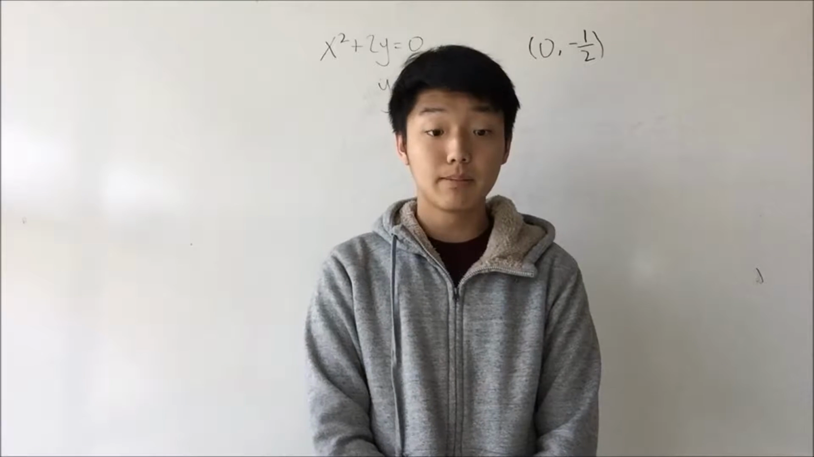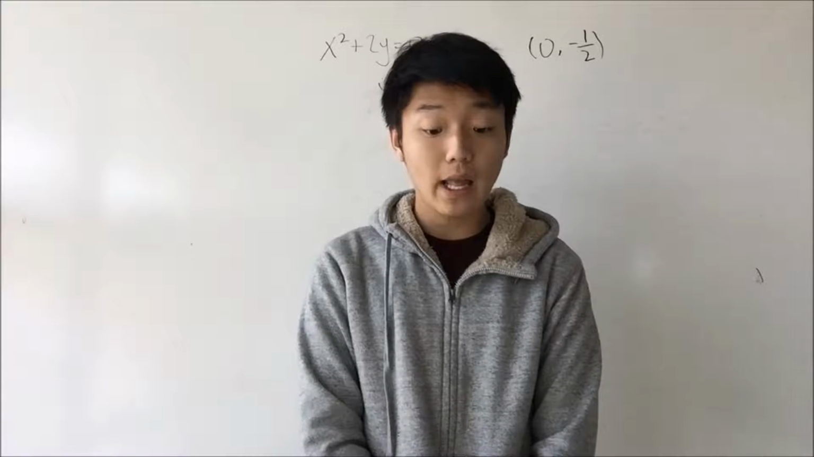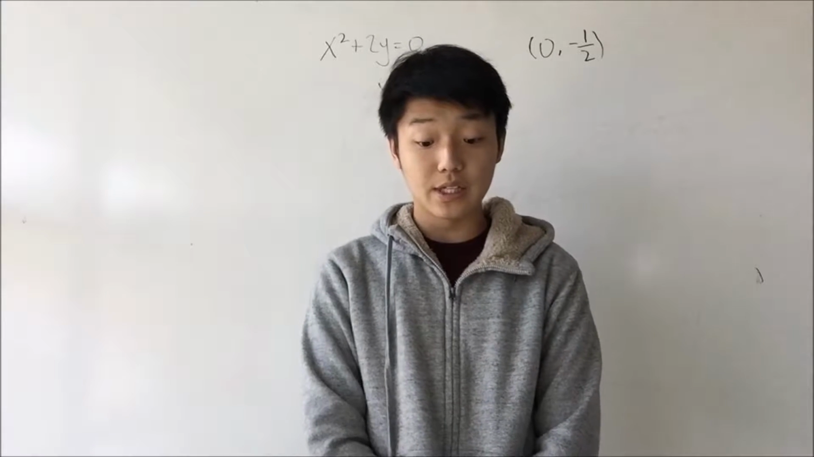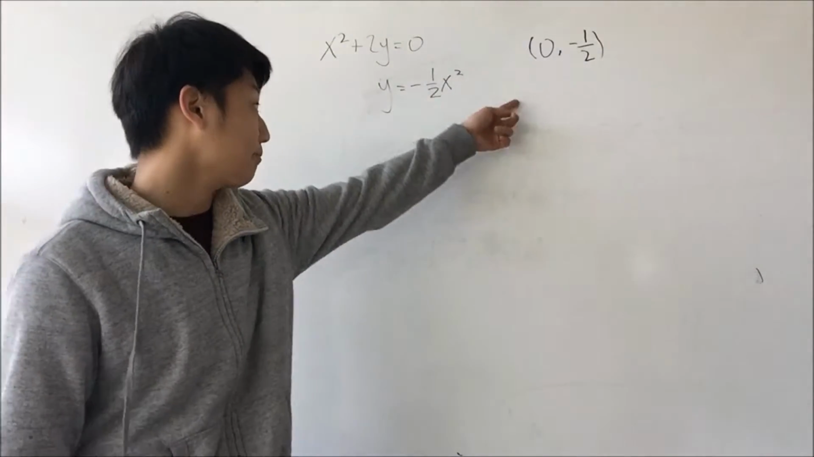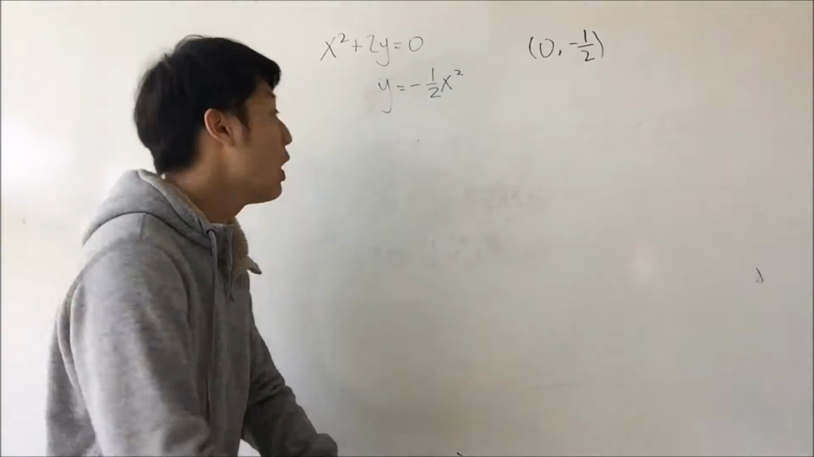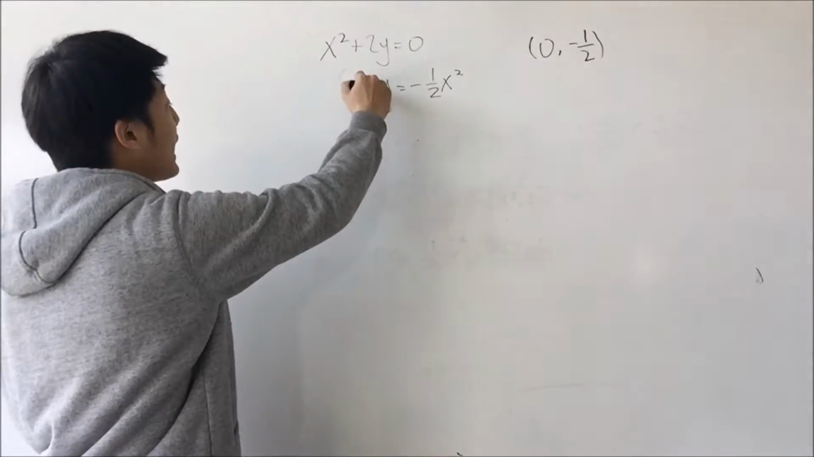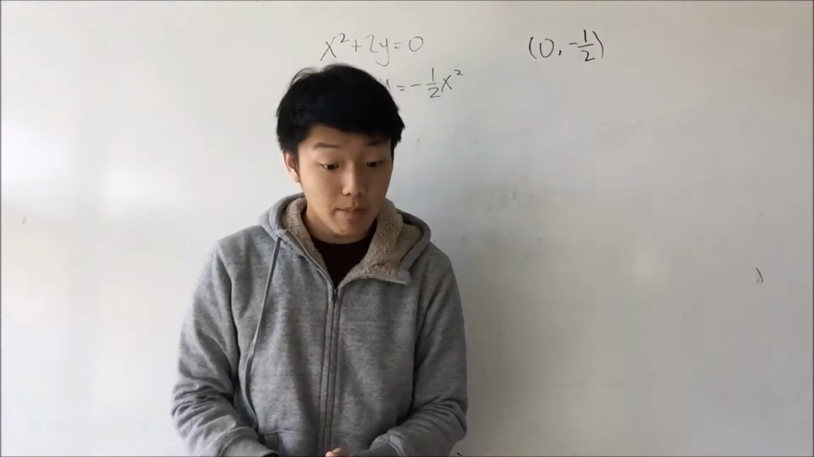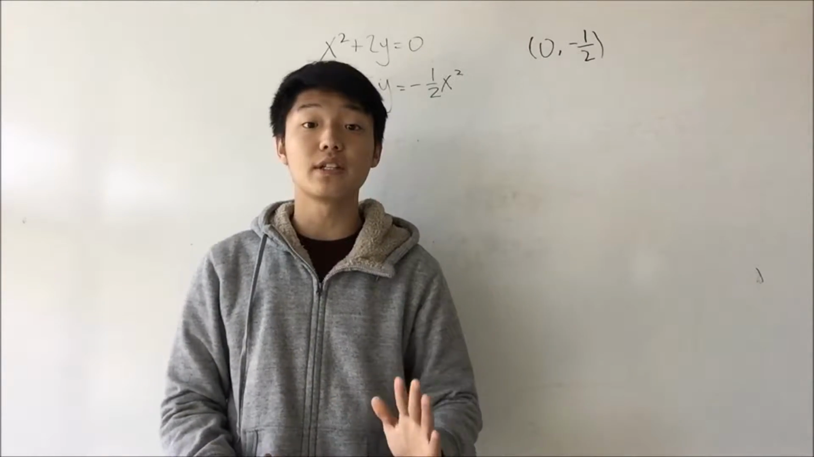Number 11. Number 11 says, the point on the curve x squared plus 2y equals 0 that is nearest the point (0, negative 1/2) occurs where y is. Everything is given, and what I did here was, from this equation, I just turned it into y equals form. Now, because it says the nearest point, we have to find the distance formula.